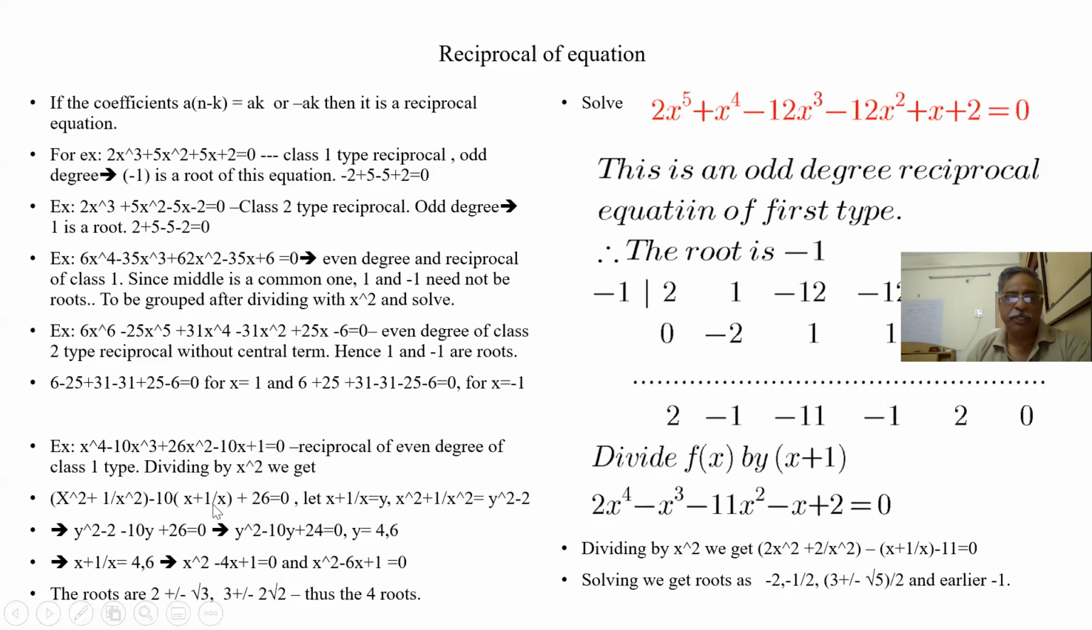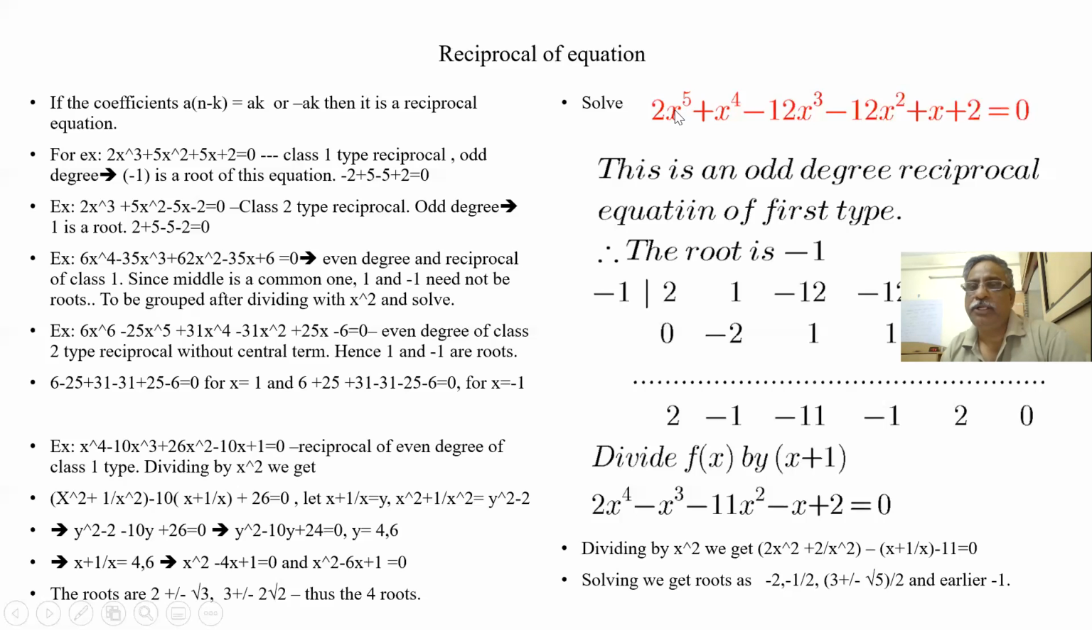I can put x plus 1 by x as y. So x square plus 1 by x square becomes y square minus 2. So I can solve the equation in y. I got 2 values of y, 4 and 6. When I substitute into x plus 1 by x equal to y, I get a total of 4 roots: 2 plus or minus root 3, 3 plus or minus 2 root 2. There are 4 roots for this reciprocal equation with an even central term.